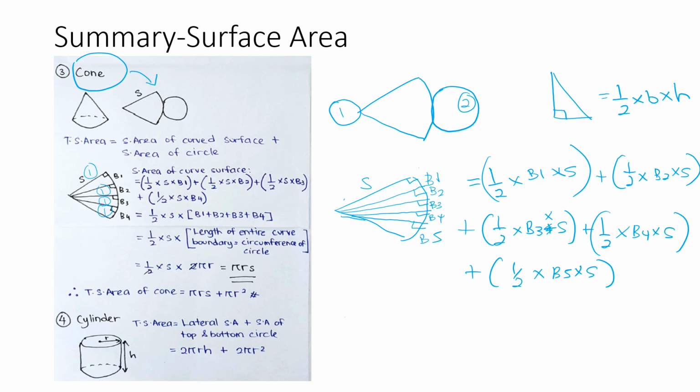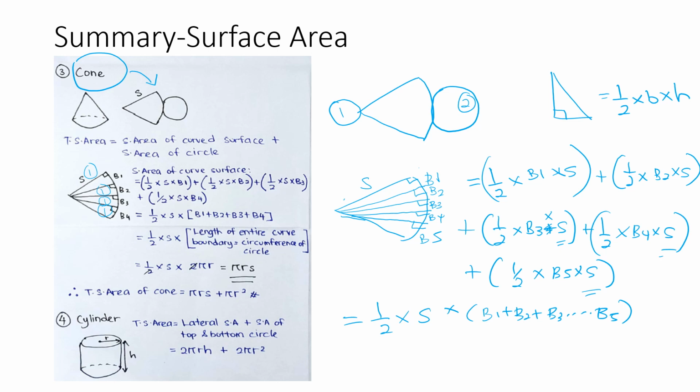If I simplify this formula, I will get half times S, because everything has the same height, which is S, times B1 plus B2 plus B3 until B5. The sum B1 plus B2 plus B3 plus B4 plus B5 is actually equal to the length of the entire curve boundary.